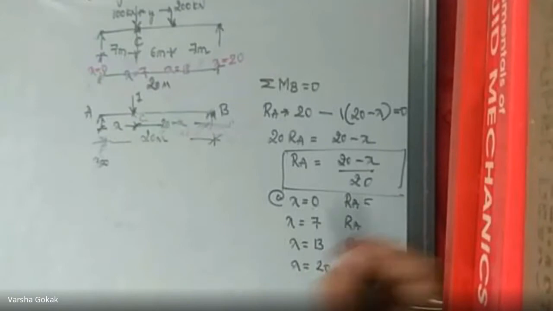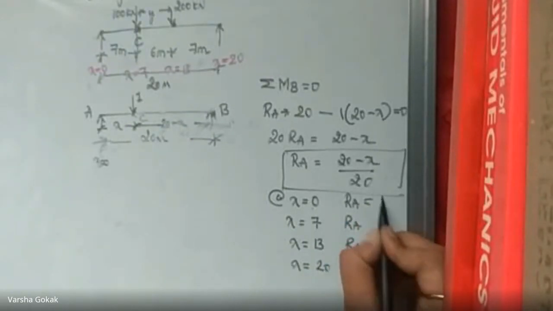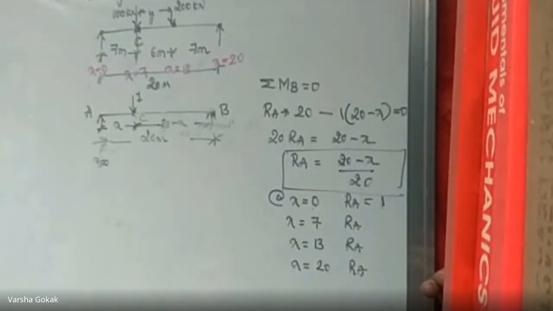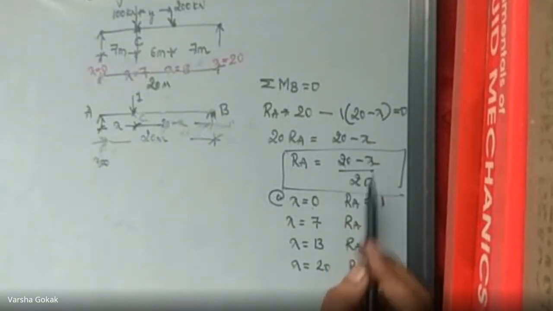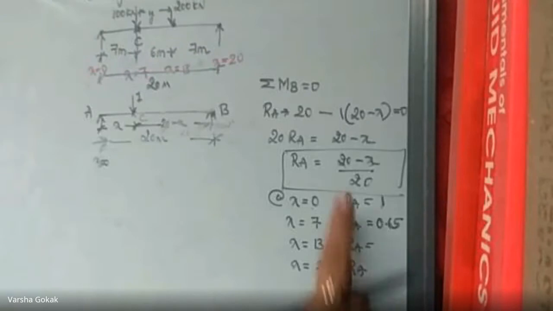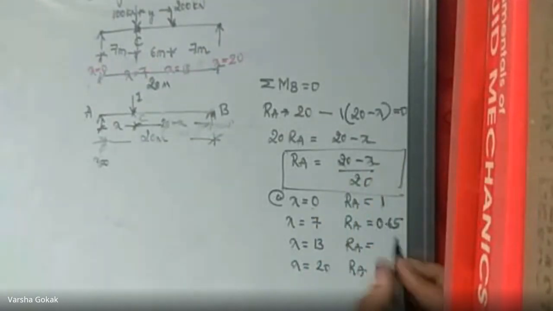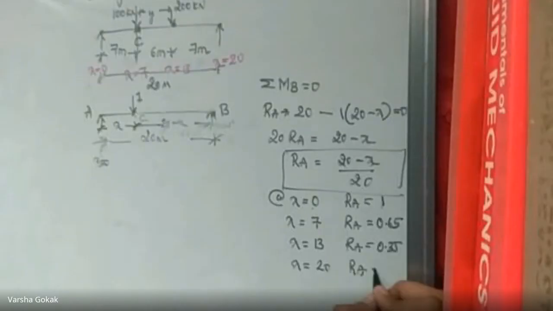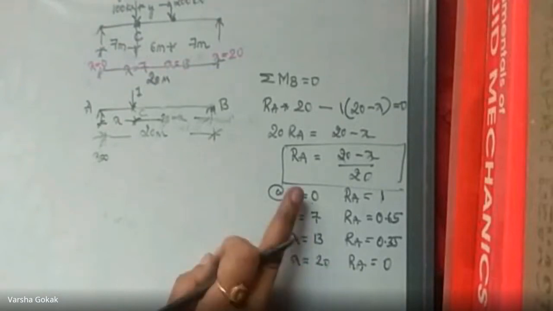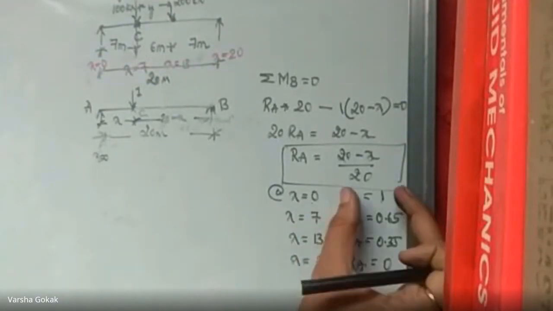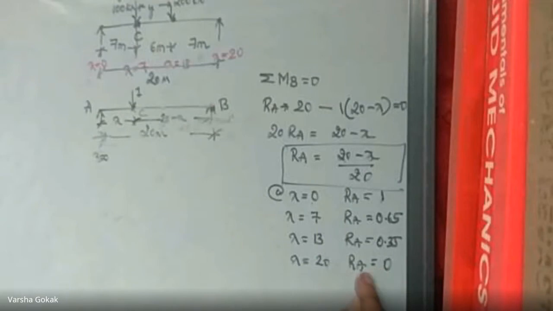So here, when x is 0, 20 minus 0 divided by 20 means array becomes equal to 1. Correct? Next, 20 minus 7 is 13. 13 divided by 20. How much? 0.65. Okay. Then 20 minus 13 is 7. 7 divided by 20? 0.35. And then we have 20 minus 20 is 0. So directly 0. Right? Now these are my values for drawing the influence line diagram.